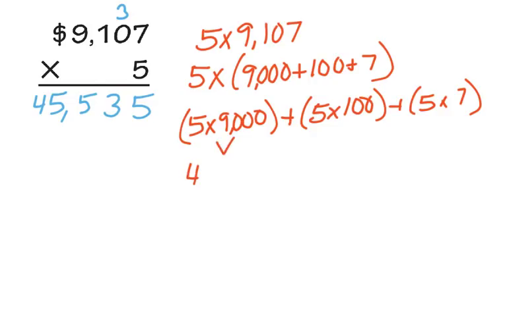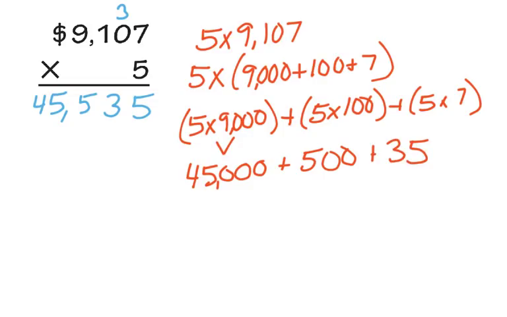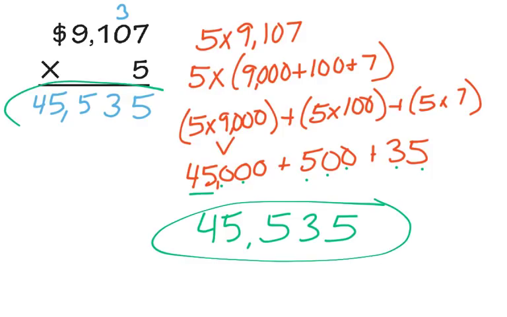Now I need to multiply each piece to find my partial products. 5 times 9 is 45,000 plus 5 times 100 is 500 plus 5 times 7 is 35. Now I just have to add those pieces together. Well, I'm looking at my problem and I look at the ones place, I have a 5 and 0, so 5. Tens place a 3 and then 0, so 3. Hundreds place 5 and a 0, and then nothing else in my thousands place other than my 45. So I bring all that down and I get the same answer both times.